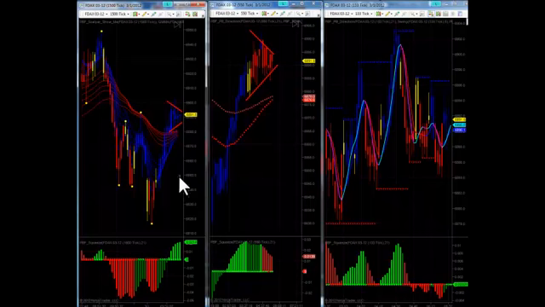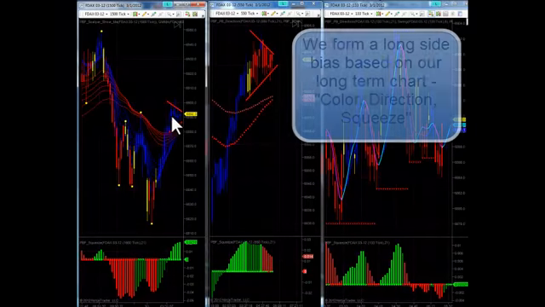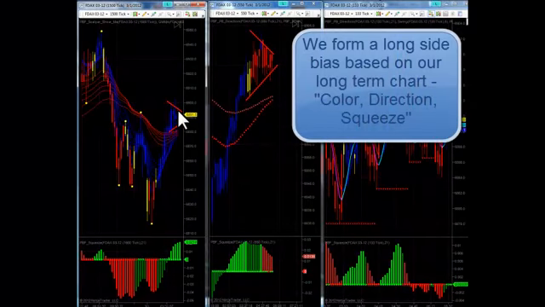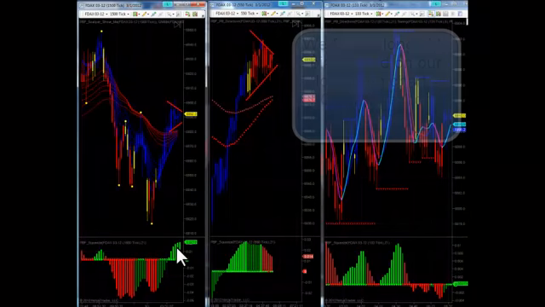Okay, so if we have to form any kind of bias or opinion right now, it's to the upside because our long-term chart is blue. We're heading up, and we have histograms saying that we should be considering the long side.